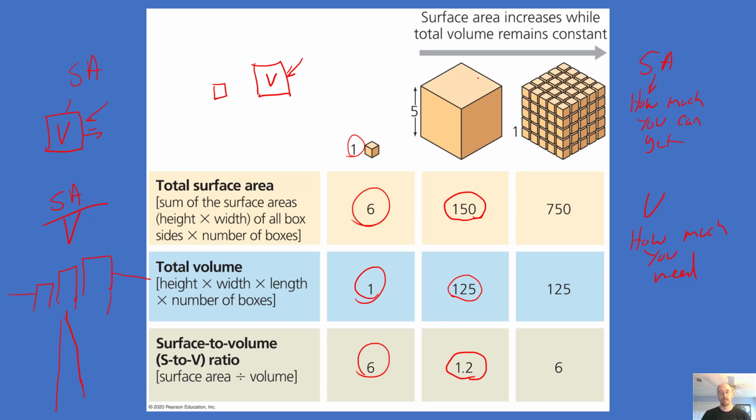So how do we make a big organism that can survive and get enough nutrients to all of its cells? We make it out of a whole bunch of tiny cells. So that blue whale is made up of trillions upon trillions of tiny cells that still maintain, each cell has a high surface area to volume ratio. That's why cells are small.